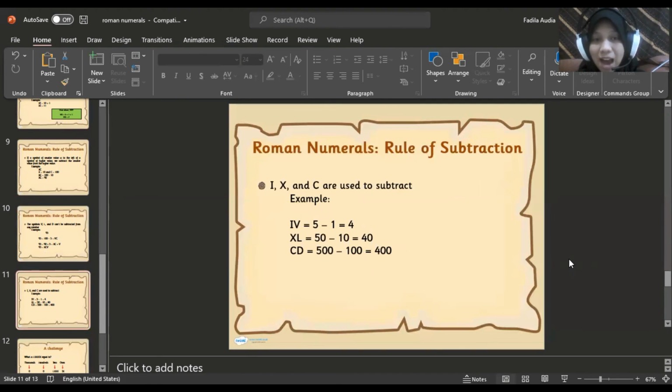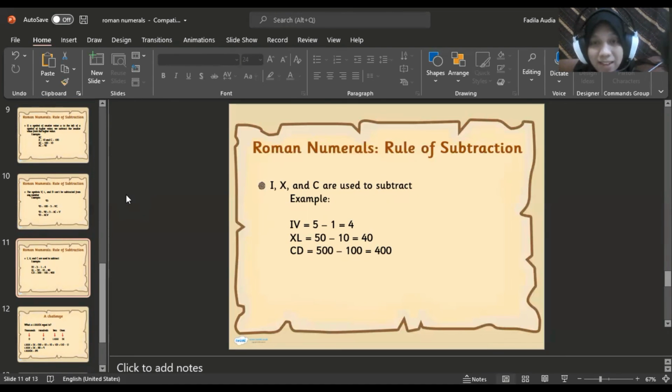Next, I, X, and C are used to subtract. Example, IV is equal to 4, XL is equal to 40, and CD is equal to 400.